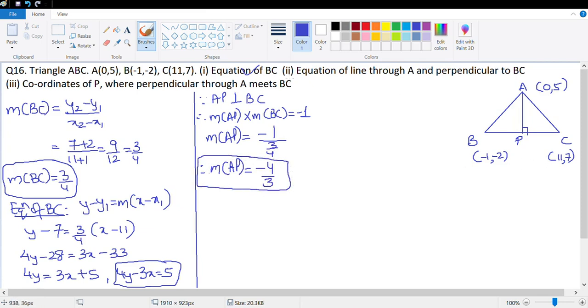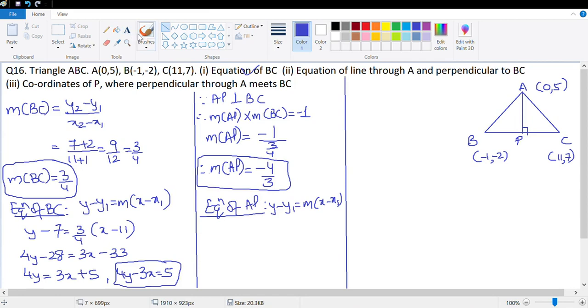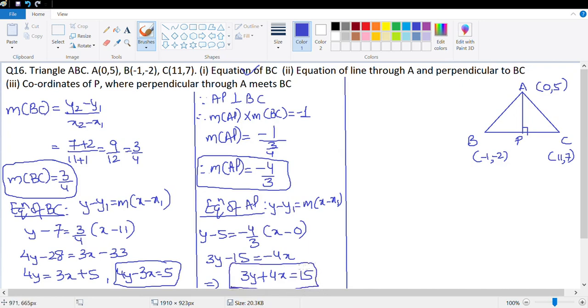Perfect. Now I need to find the equation of AP. So equation of AP again would be given by the formula y minus y1 is equal to m times x minus x1. And in this case, this line is passing through A and we know the coordinates of A. So y minus y1, that's 5, is equal to m, which is -4/3, times x minus x1, that's 0. Cross multiply, 3y minus 15 is equal to -4x, which means I can write this as 3y plus 4x is equal to 15. That's my second answer, equation of AP. Done. My third part of the question is find the coordinates of P.